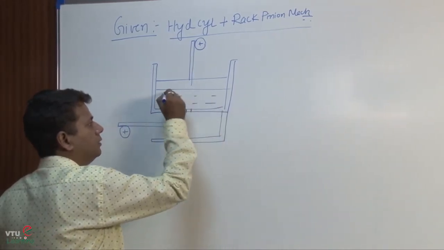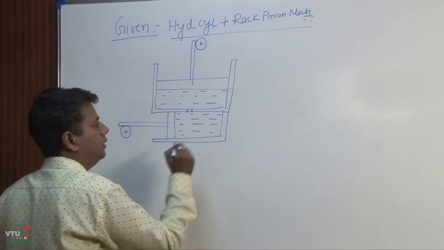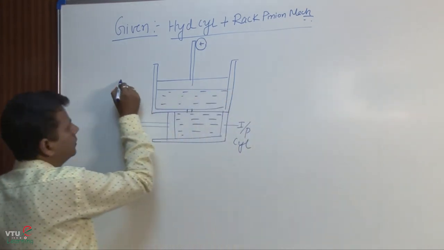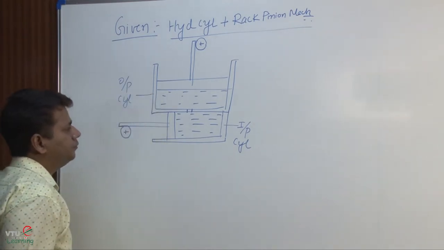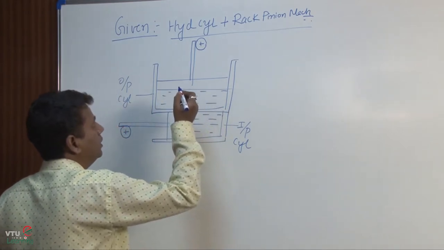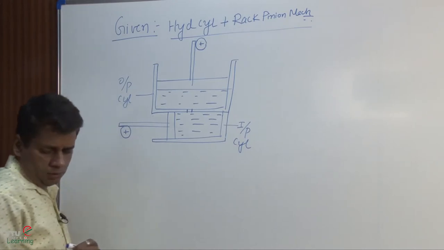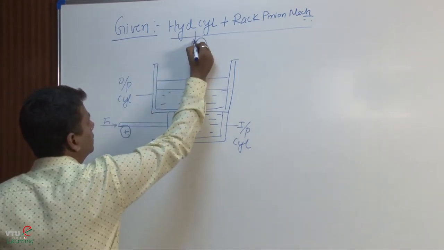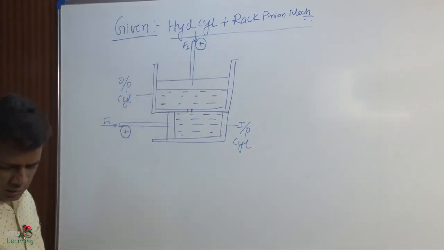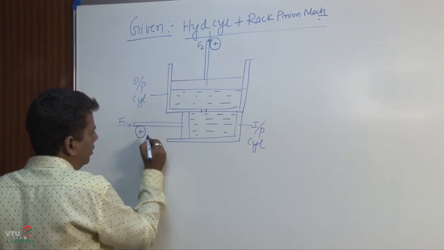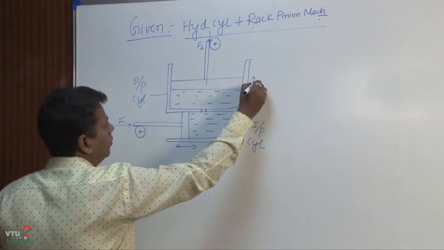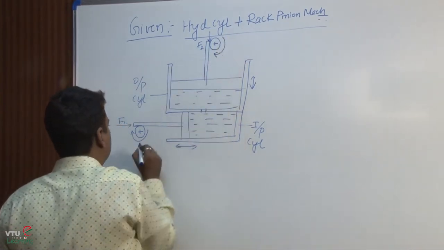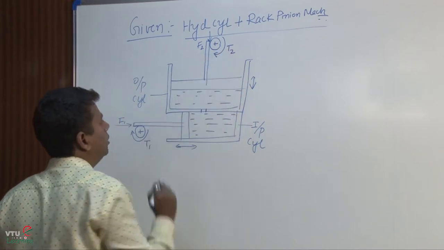So, this is the rack and pinion mechanism, right? You can redraw this simplified diagram and label the parts. This is the input cylinder, this is the output cylinder. These two are the pistons and this is the rack and pinion mechanism, right? So, we have tangential forces F1, F2 acting. Also, based on the reciprocation, you have the moment. So, this is called torque, output torque, input torque.